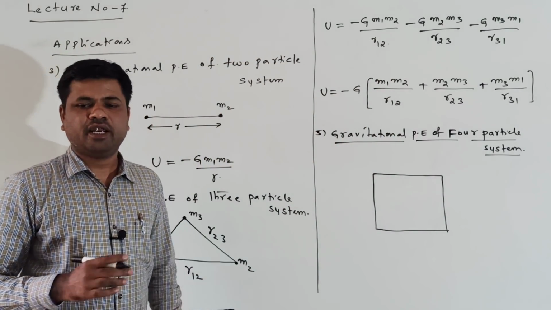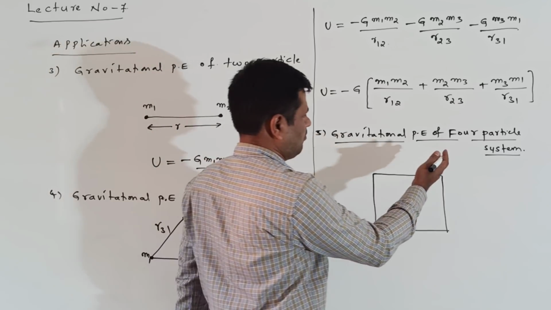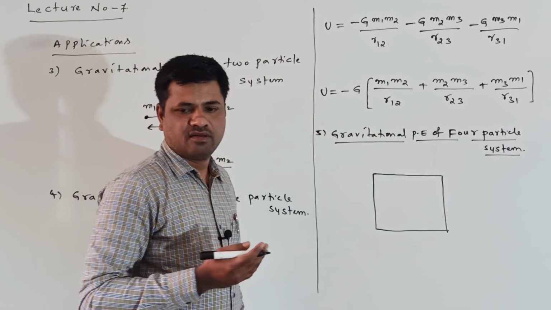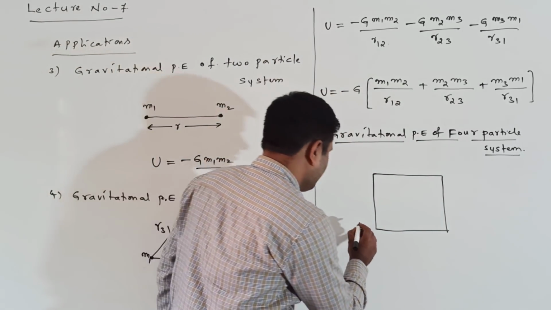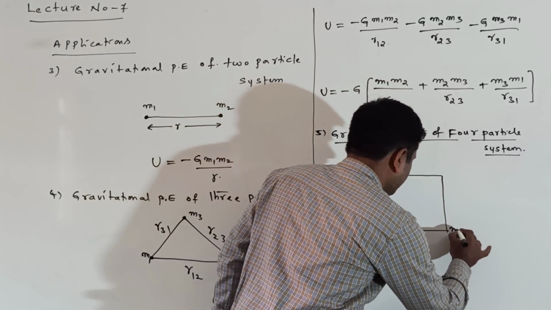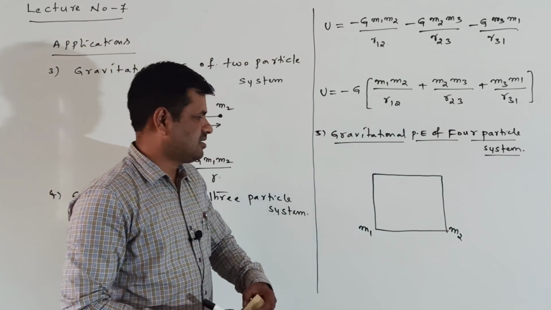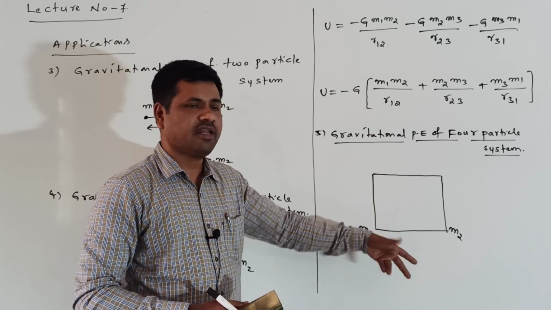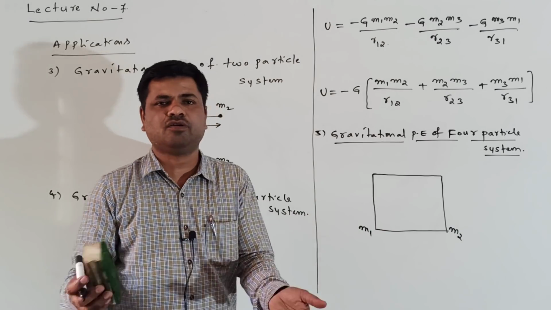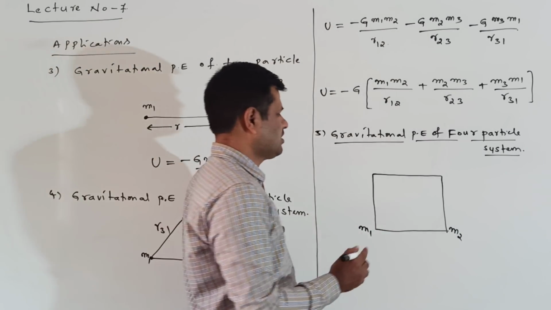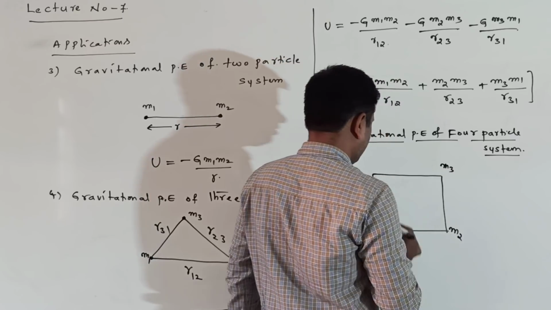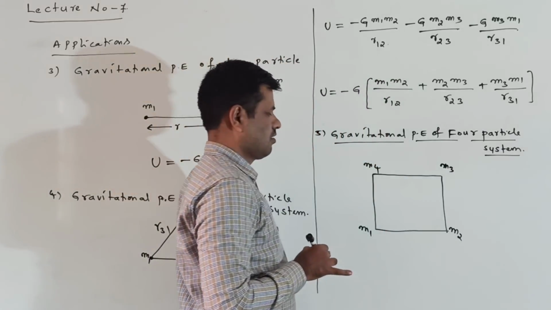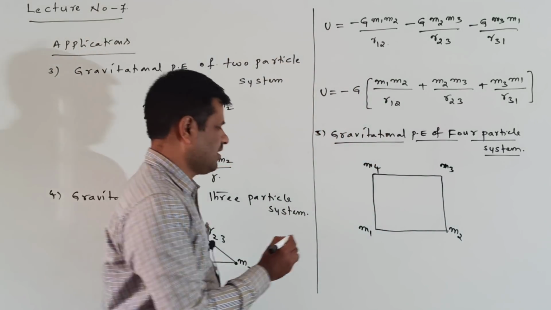Okay, right, we are placing four particles like this. First of all, I am going to consider M1, M2. Here the sides are equal, but generally I consider the distances R12, R23 like this. Next M2, M3, M4. Okay, four particles I am placing here.